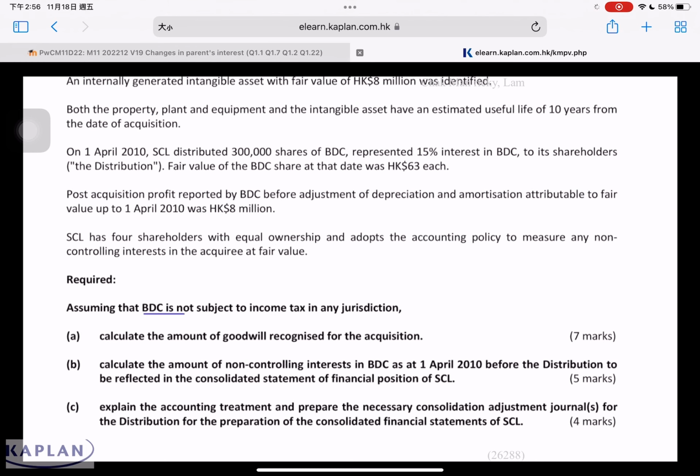Assuming that BDC is not subject to income taxes, we do not need to account for deferred tax. Part A, we're required to calculate goodwill at the acquisition date, 7 marks. Part B, you're required to calculate the amount of NCI at 1st April 2010 before the distributions to be reflected in the group account. You have to calculate what's the NCI at this date. Whereas goodwill, you must calculate the goodwill at the acquisition date. Then part C, explain the accounting treatments and prepare the consolidation adjustment for the distribution in the preparation of the group financial statements of SCL, 4 marks.